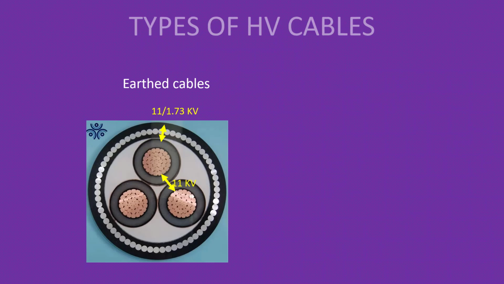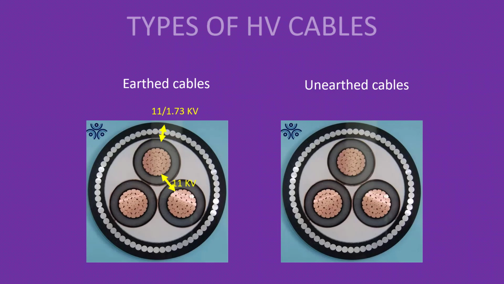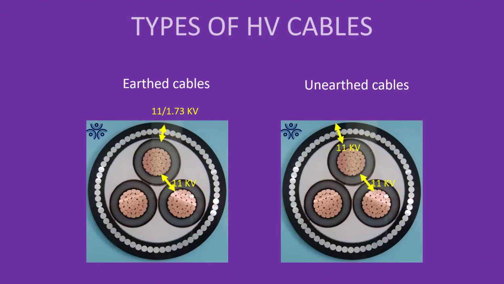So basically, the insulation between the phases will be thicker. The insulation between phase and outer covering will be thinner. This type of cable is called earthed cable. In unearthed 11 kV cables, the insulation between the lines, that is R and B phase, will be based on the 11 kV voltage, and the insulation between one phase and the outer covering will also be based on 11 kV voltage. Unearthed cable has thicker and more effective insulation between the phase and the outer covering. That is the difference between earthed and unearthed cables.